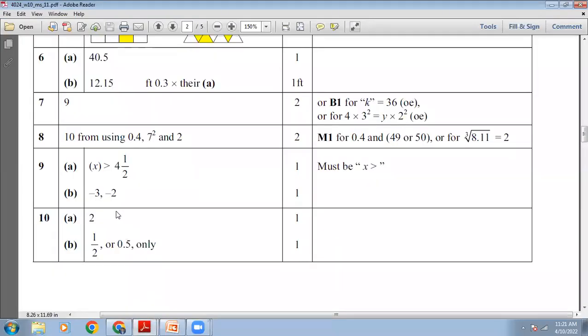Let me show you the marking scheme. The median is 1 by 2. So our answer is right.